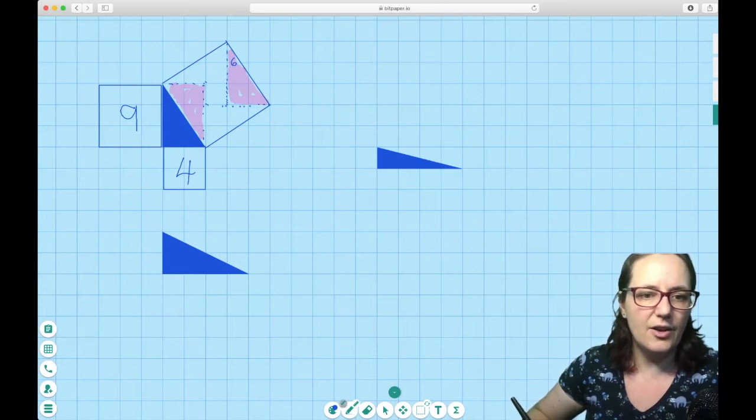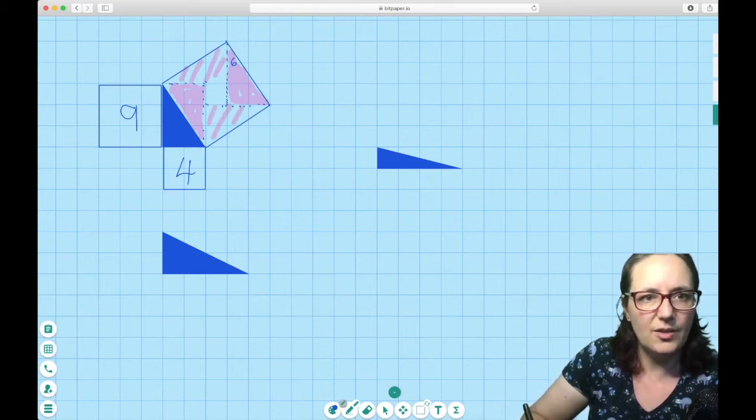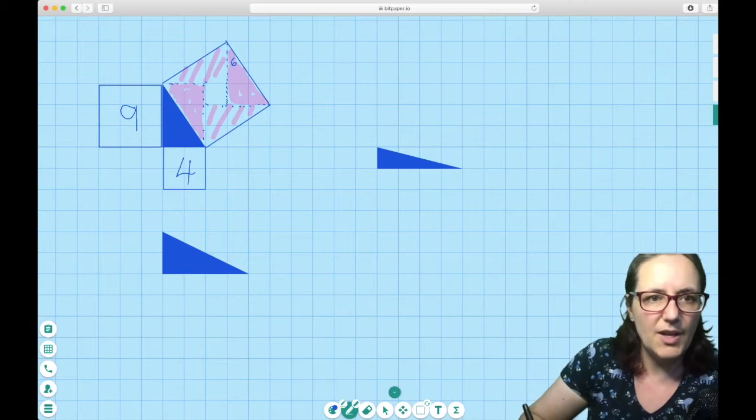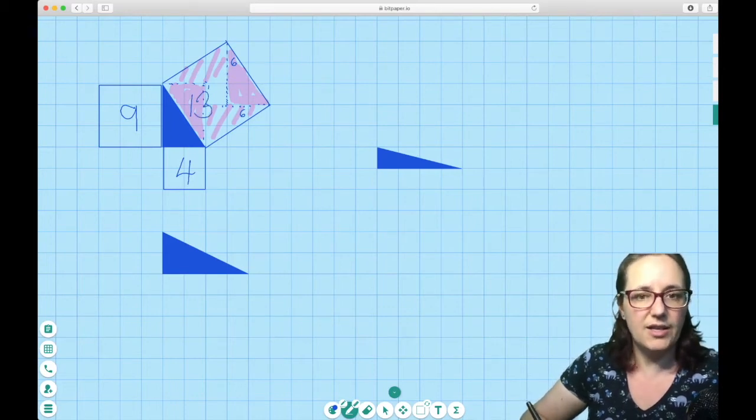Then if I go to the other two, I could put this one together with this triangle at the bottom. That would give me another rectangle of 6, and then I've got a 1 in the middle. So altogether I've got a 6, a 6, and a 1. So that top square is 13.